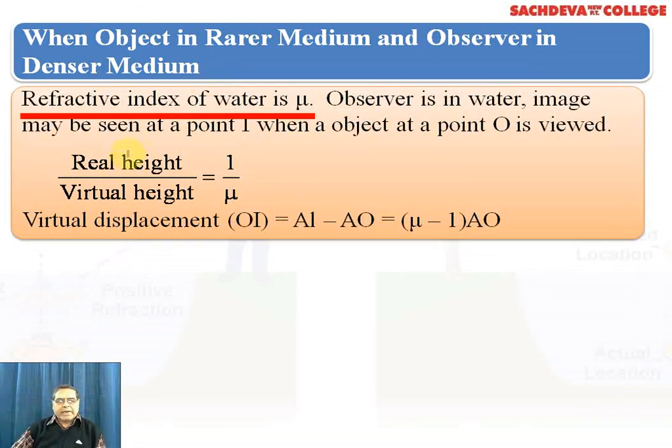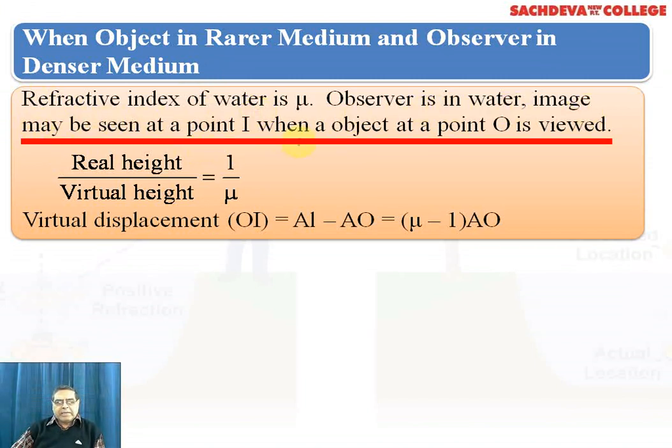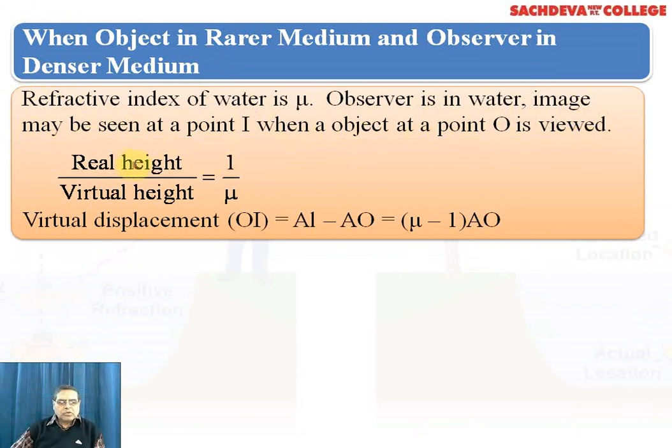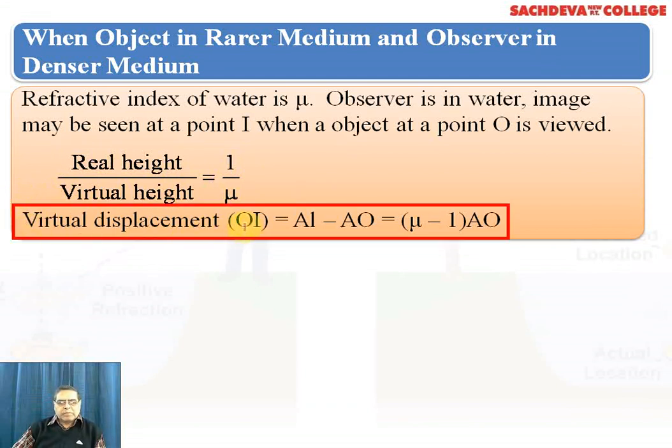Now, refractive index of water is taken as mu. Observer is in water. Image may be seen at point I when object at point O is viewed. So real height over virtual height is taken as the reciprocal of refractive index, that is 1 over mu. Virtual displacement OI will be given as AI minus AO, and that is equal to mu minus 1 into AO.